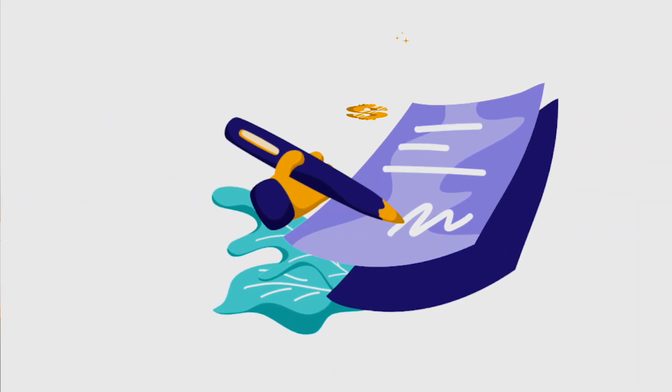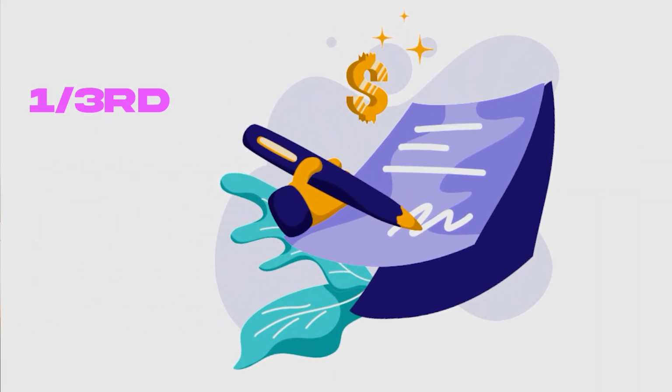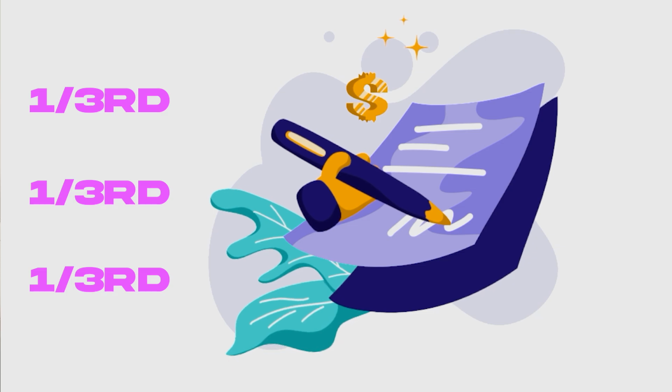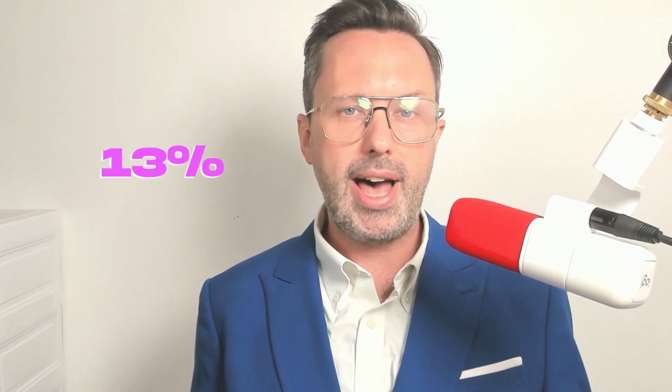With a medium marketing budget, you're looking at about a third for brand, a third for marketing, a third for ads. With large budgets, you're putting half your budget towards brand, 25% marketing, 25% ads. The average business invests 13% of the revenue back into marketing.